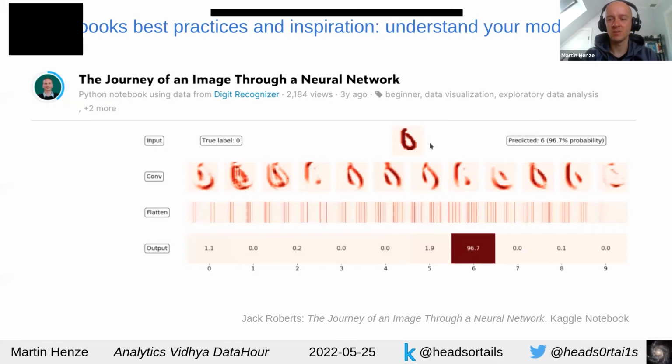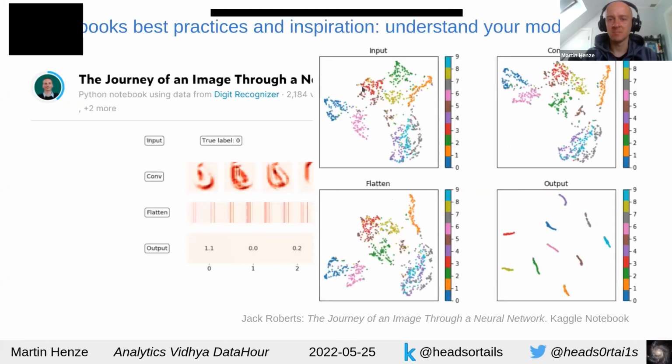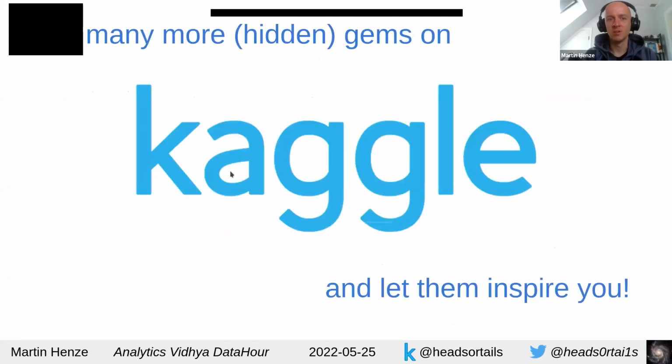So this person wrote a kernel that looks at what the different layers are seeing in the neural network, and then brought in some dimensionality reduction and clustering to see what's happened in the convolution stage and in the flattened stage, and then what the output looks like. And this is MNIST, obviously, so handwritten digits. So you can find all sorts of great inspiration on Kaggle when it comes to how to write engaging and interesting notebooks, and how other people are approaching it.